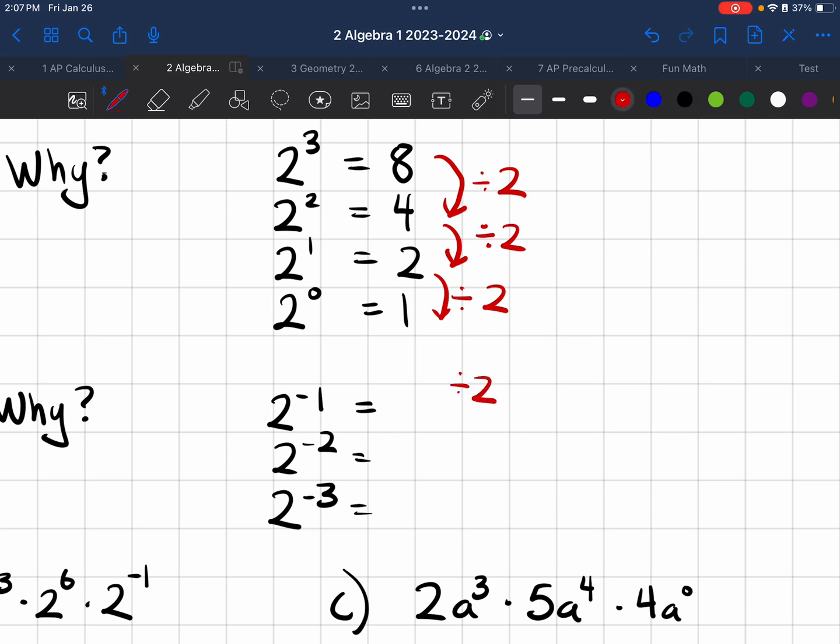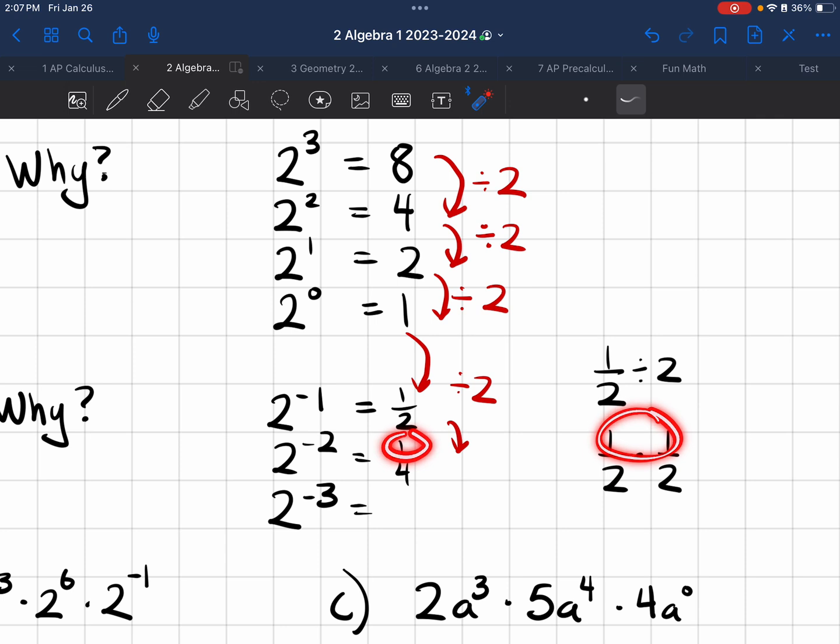If I divide by 2 to get from 1 to this number down here, 1 divided by 2 is 1 half. And if I keep the pattern going again, and I keep dividing by 2 to get from here to here, 1 divided by 2 is a half. If I have a half and I divide by 2, that's going to be a keep it, change it, flip it, and that's going to be 1 over 4 because I multiplied the numerator, I get 1, I multiplied the denominator and get 4. And I can keep doing this pattern.